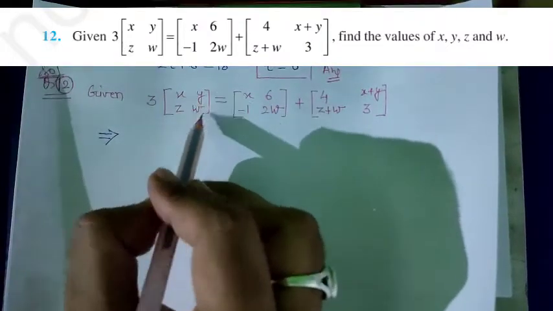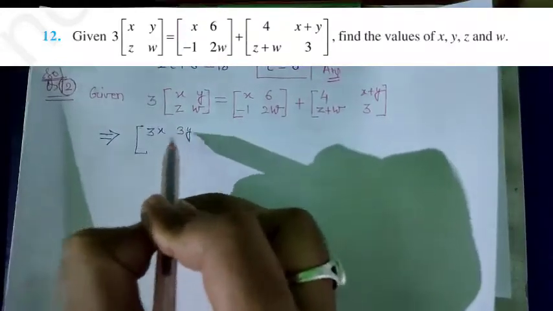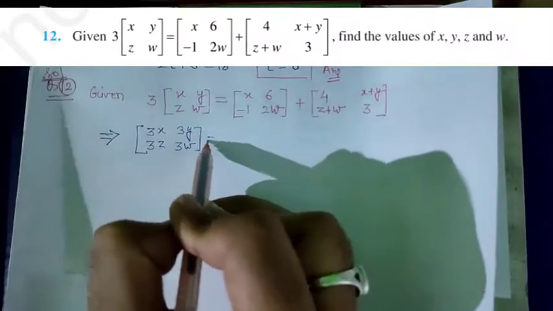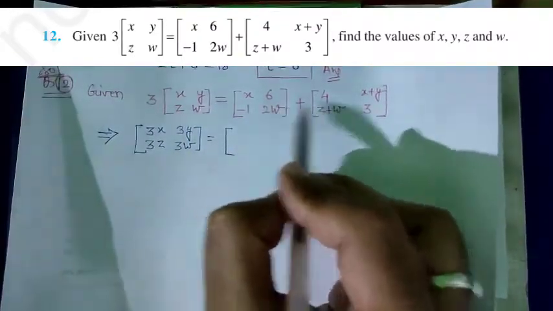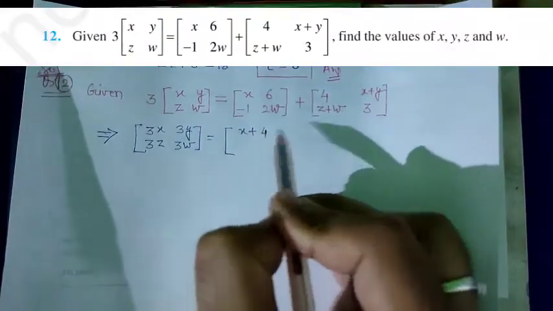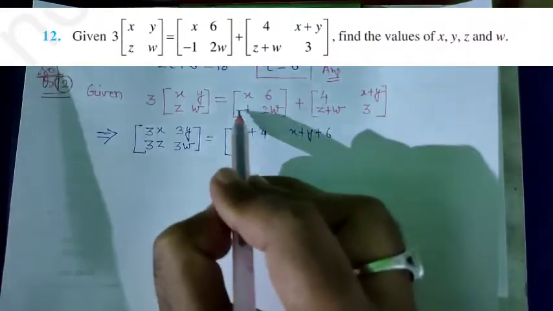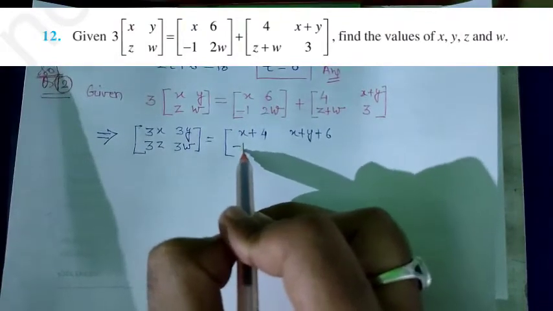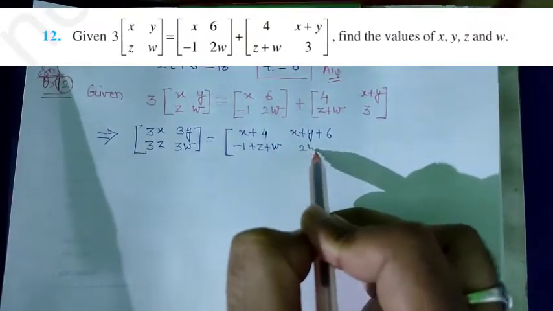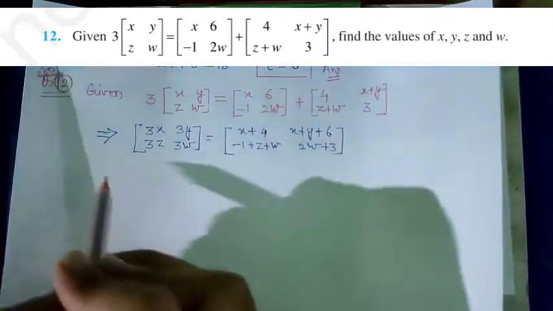We'll multiply 3 with all the numbers, all the entries. It will be 3x, 3y, 3z, 3w, and here we have to add these two matrices by adding their corresponding elements. x plus y plus 6, minus 1 plus z plus w, 2w plus 3. Now we'll compare the elements.